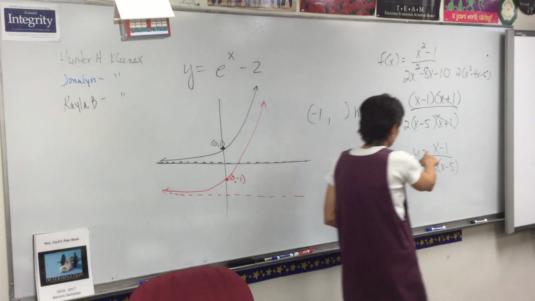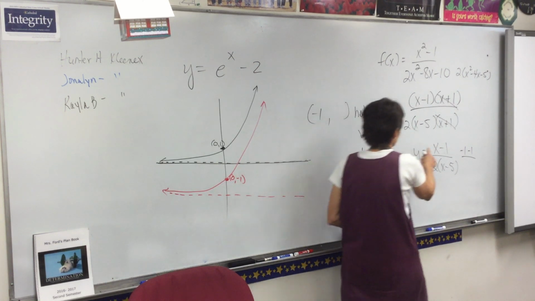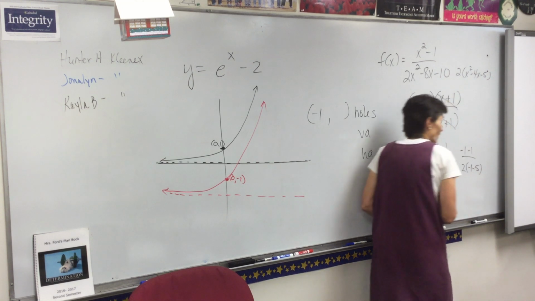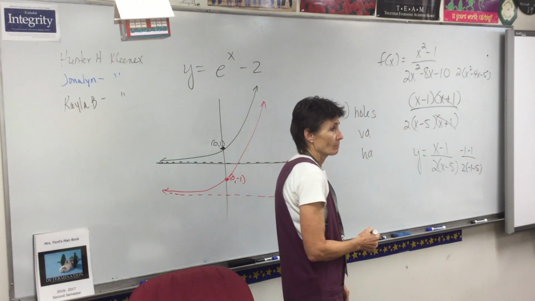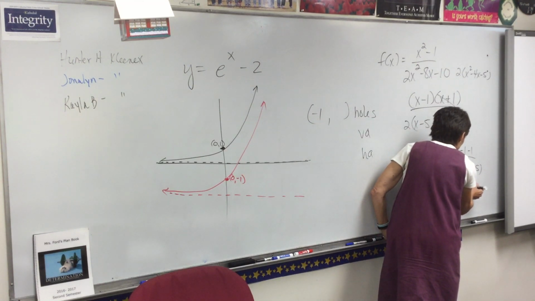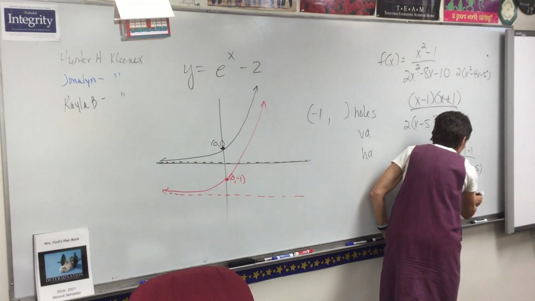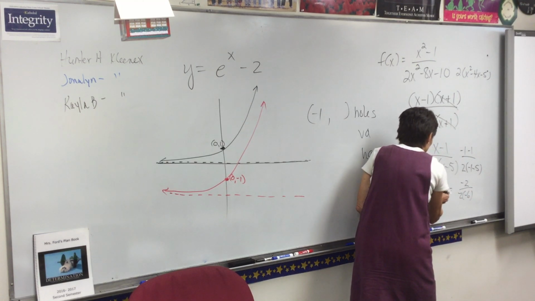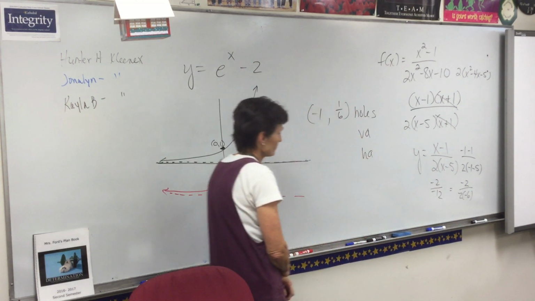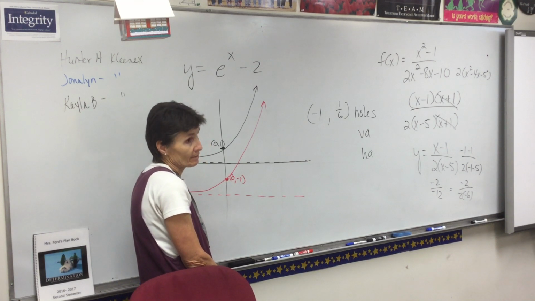Plug it in right here. So -1 minus 1. I'm plugging in -1. So -1 minus 1 over 2 times -1 minus 5. So that would be -2 over 2 times -6. Did you get 1/6? Yeah, you get 1/6. 2 over 12, or -2 over -12.